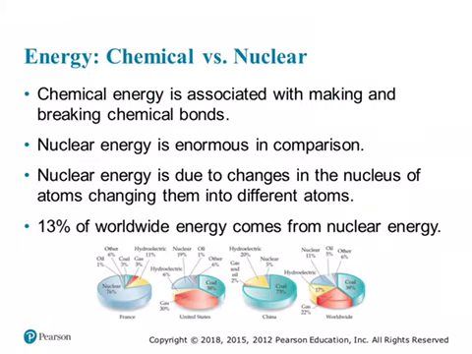As I alluded to earlier, there are two different types of energy, chemical versus nuclear. Chemical energy is simply that associated with breaking bonds and making new bonds. The energy I start with, I have to finish with. Nuclear energy, however, is vast in comparison. And nuclear energy is due to the changes in the nucleus of the atoms when they change into different atoms.